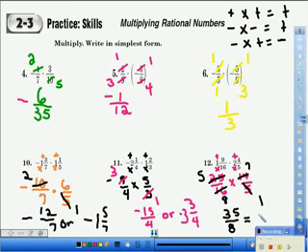8 into 35. I heard someone say 4. 4 times 8 is 32. And 32 from 35 is 3. And we put it back over our denominator, which is 8. Please get this in your notes. It is very important. It will help you later on.